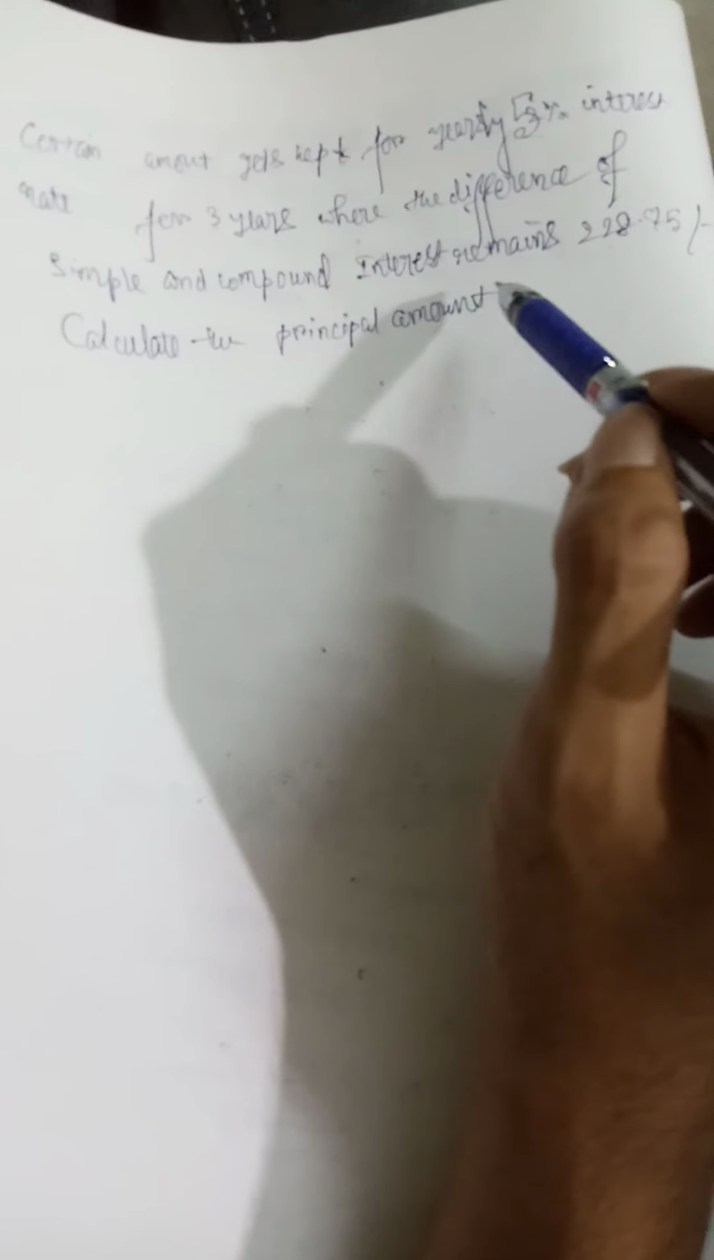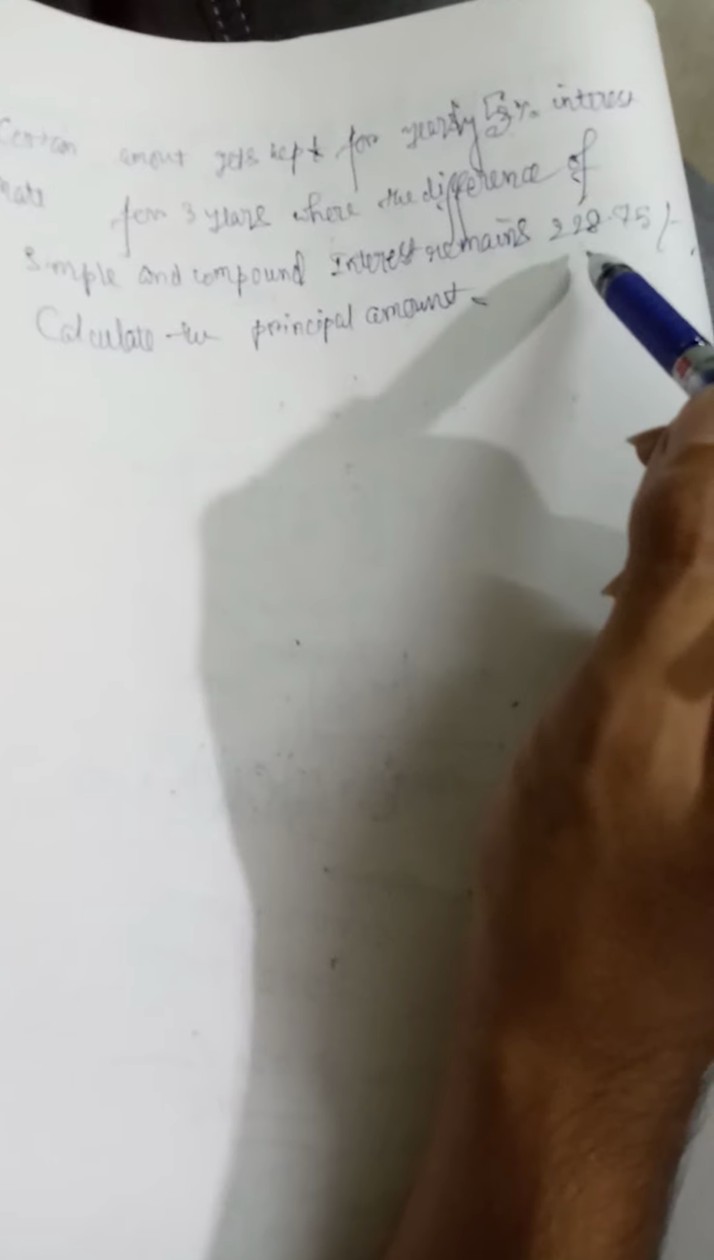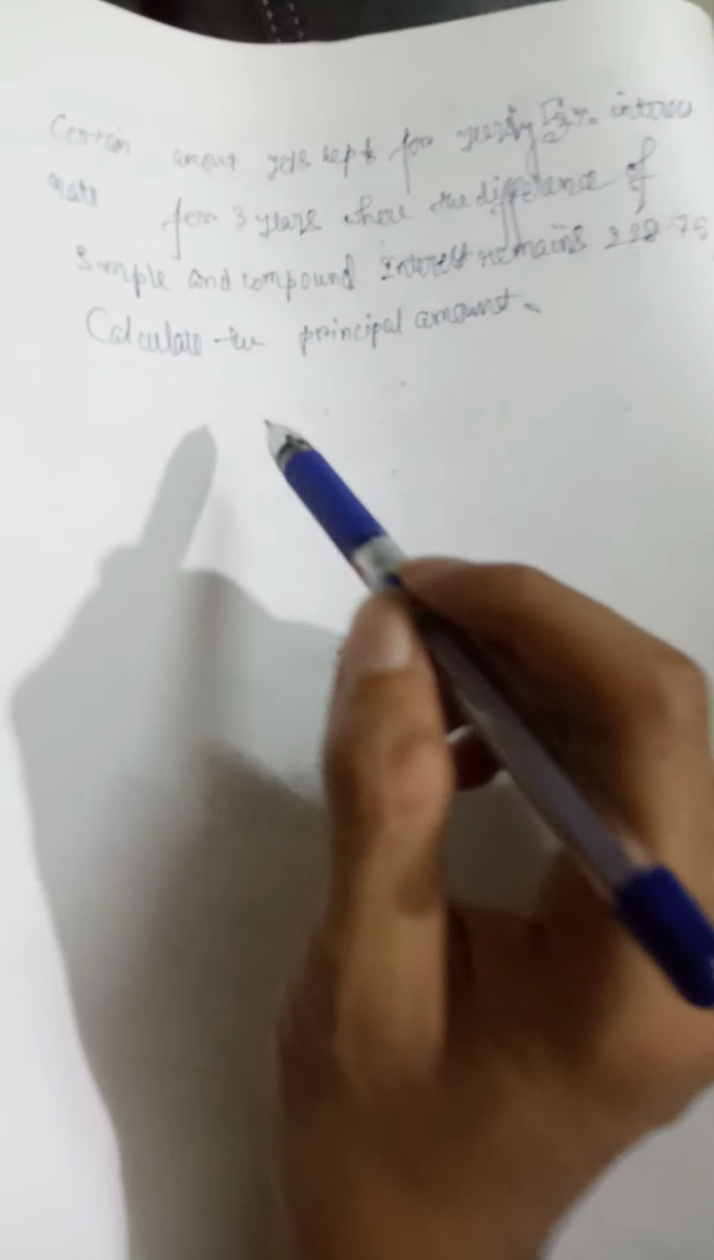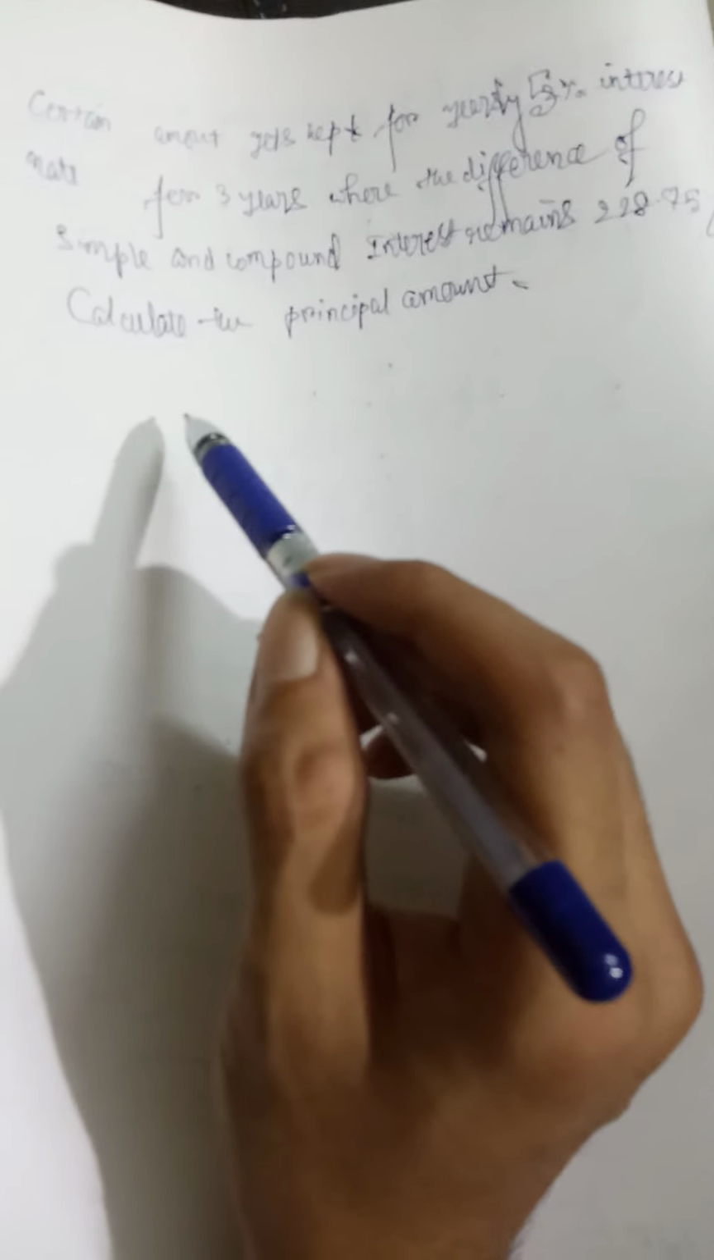Here is another problem which states a certain amount gets kept at a yearly 2% interest rate for 3 years, where the difference of simple and compound interest is 228.75 rupees. Calculate the principal amount. How can we solve this?